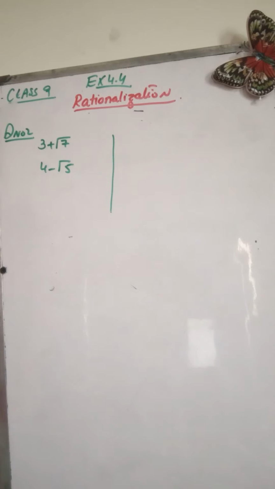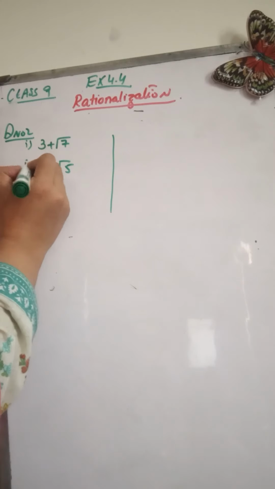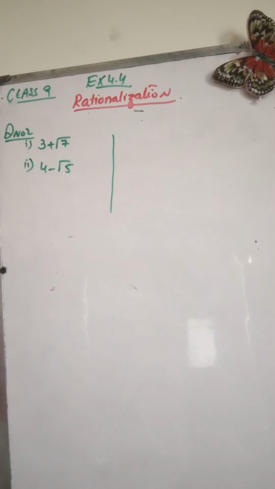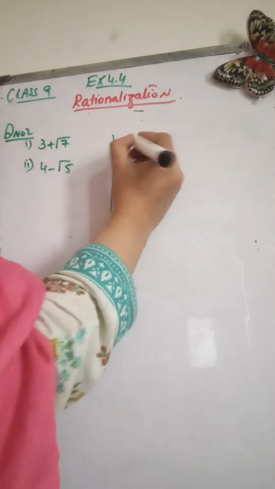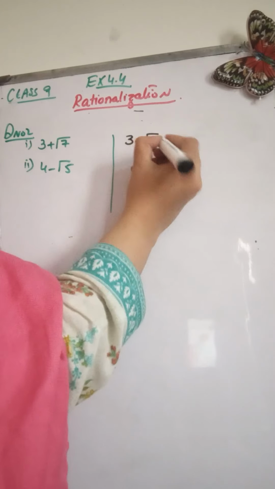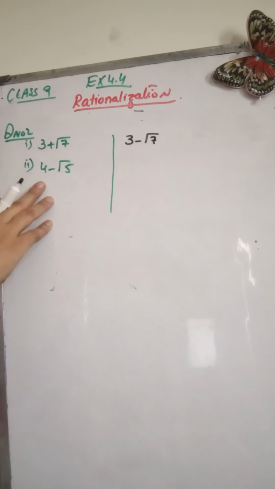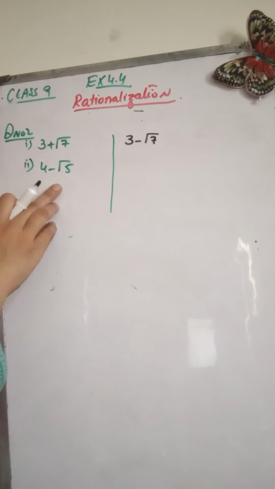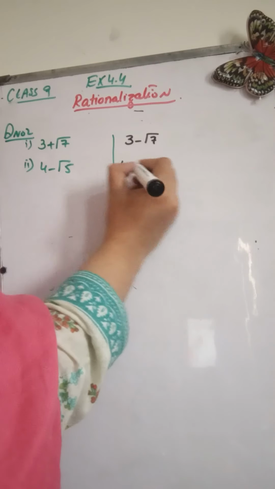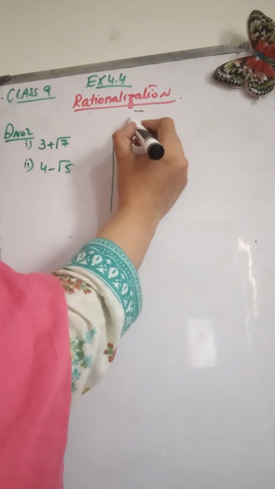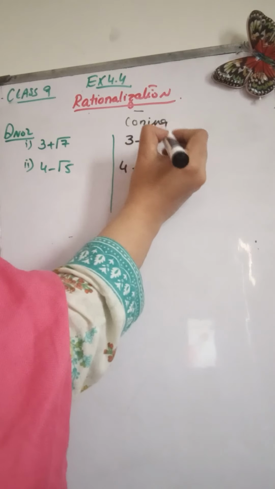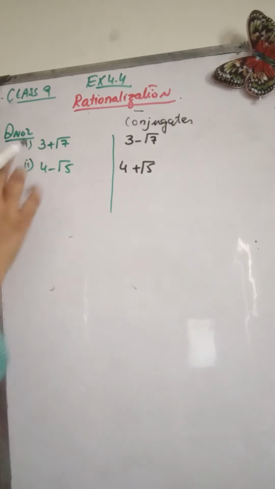And in question number 2, they have given surds and they want us to find the conjugate of these two surds. Now the conjugate of 3 plus under root 7 will be 3 minus under root 7, just as we did in the example, and the conjugate of 4 minus under root 5 will be 4 plus under root 5. These will give us the conjugates, and that is all we have to do in question number 2.